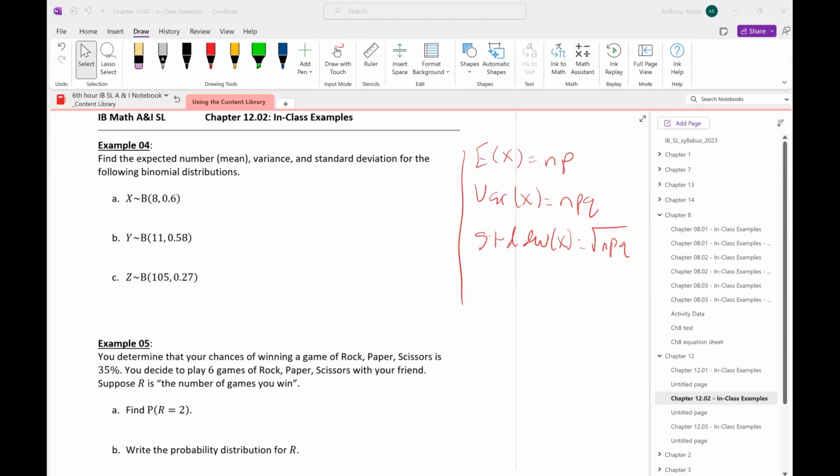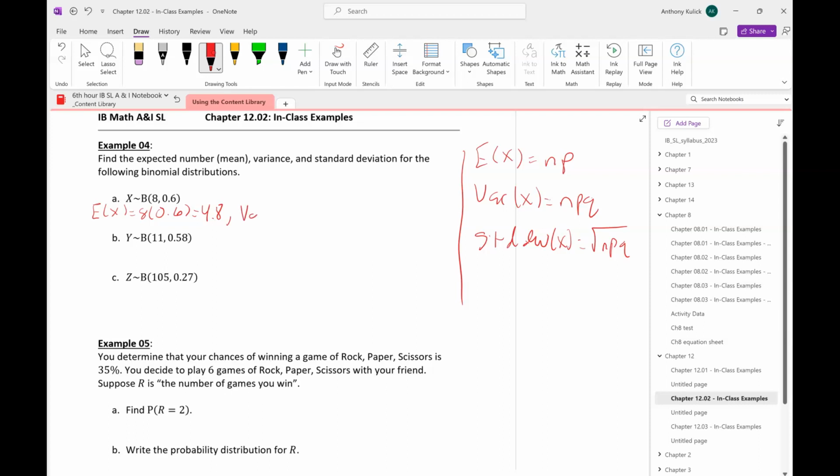Let's see who's going to get to do this one then. Christian. Not doing A, yes, sir. So it would be E of x equals 8 times 0.6, which is 0.48. Or I'm sorry, 4.8. Too many decimals.